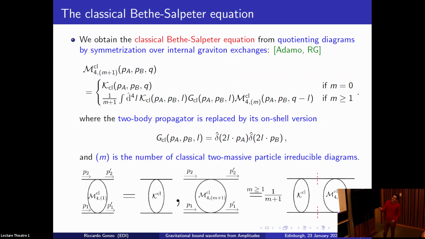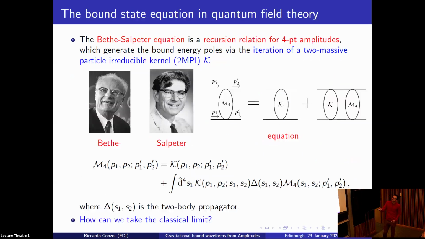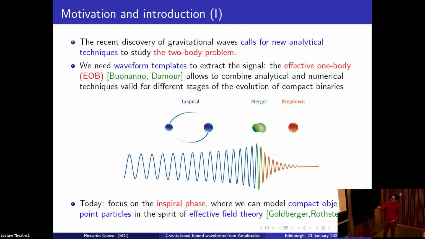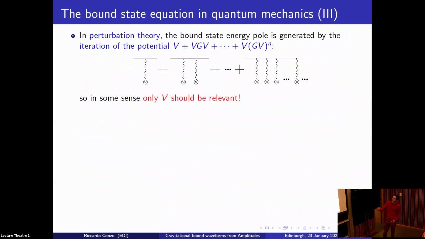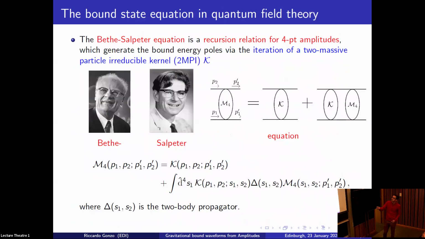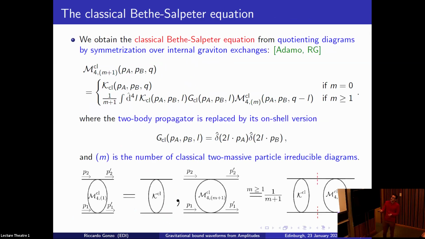What happens is that from the previous iteration, you see, the previous iteration includes this two-body propagator, which is here in the middle. So what happens when you symmetrize over internal exchanges is that you pick up some refinement of this recursion relation, where the two-body propagator is replaced by the emotional recursion.